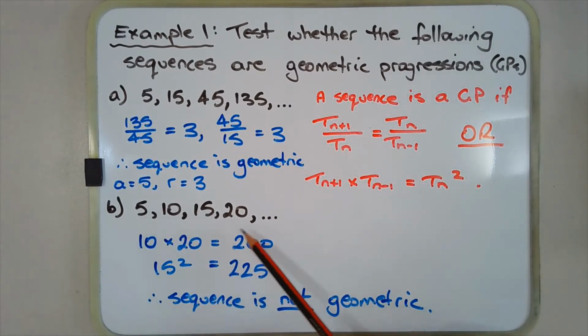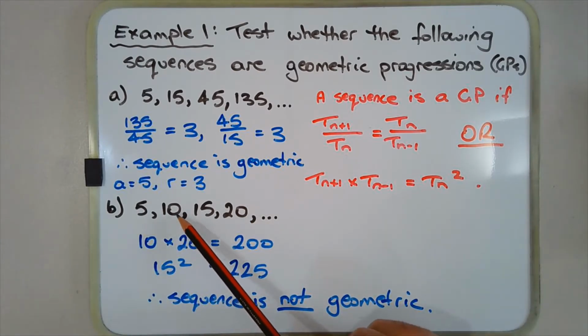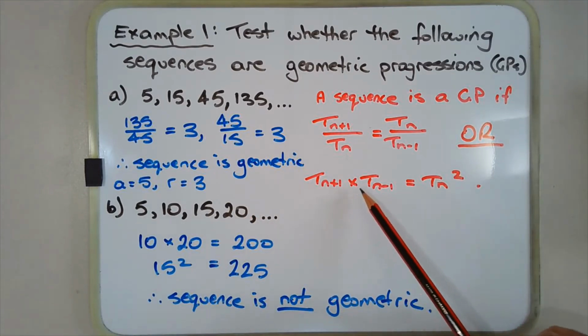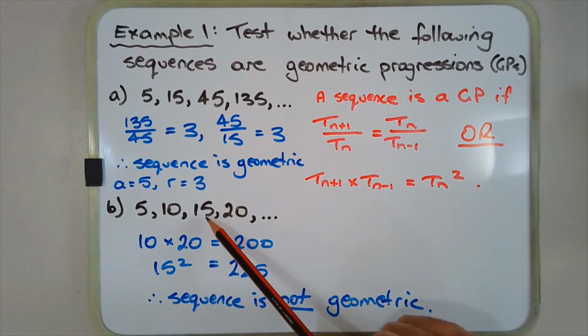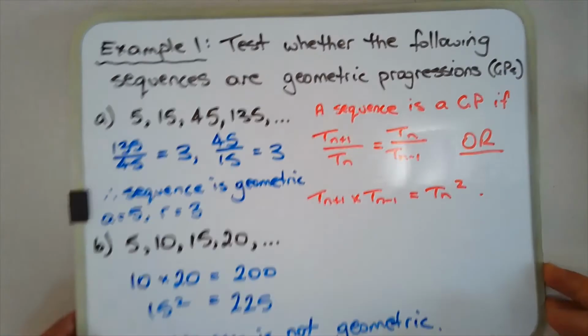So again, choose 3 consecutive terms. For example, I'll choose 10, 15 and 20. 10 multiplied by 20 is 200, so that's the Tn plus 1 multiplied by Tn minus 1. And then let's square the term in the middle, this 15. 15 squared is equal to 225. They're clearly not the same, so therefore the sequence is not geometric. So either definition is fine. Let's have a look at one more example.